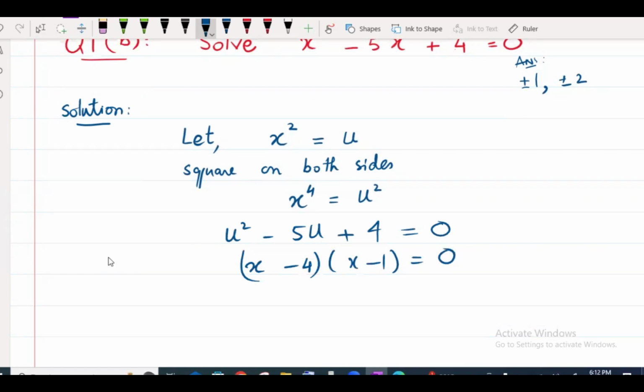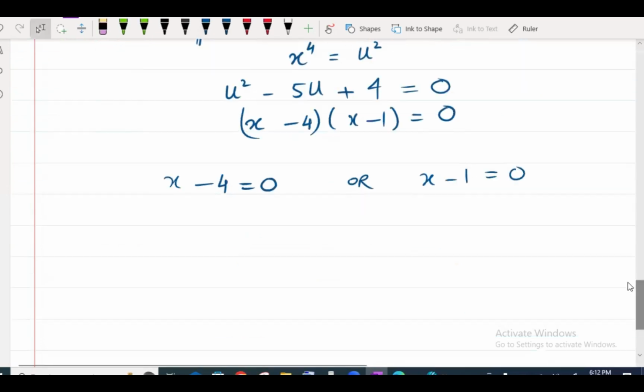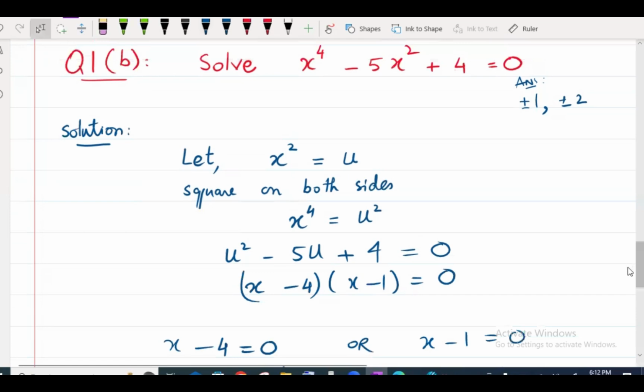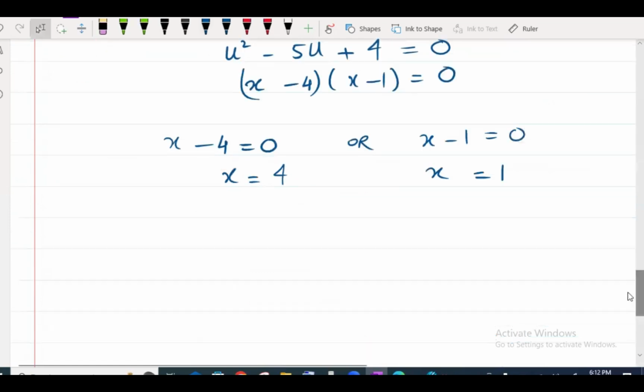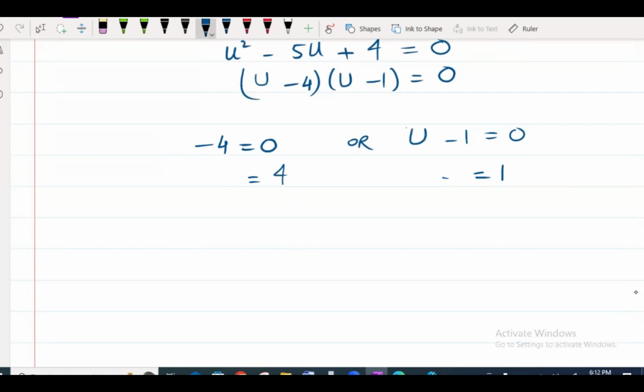So we will get now u minus 4 equal to 0, u minus 1 equals to 0, u equals 4 or u equals 1. So we assume u equal to x squared. We assume x squared as u. So u equals 1 and u equals 4.